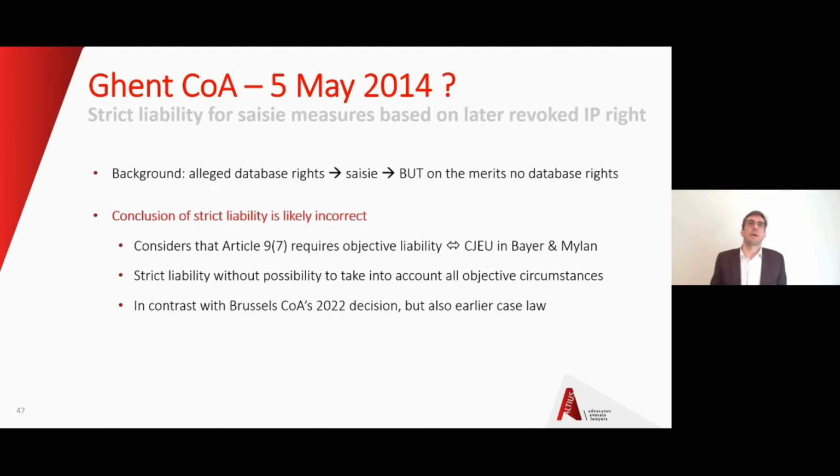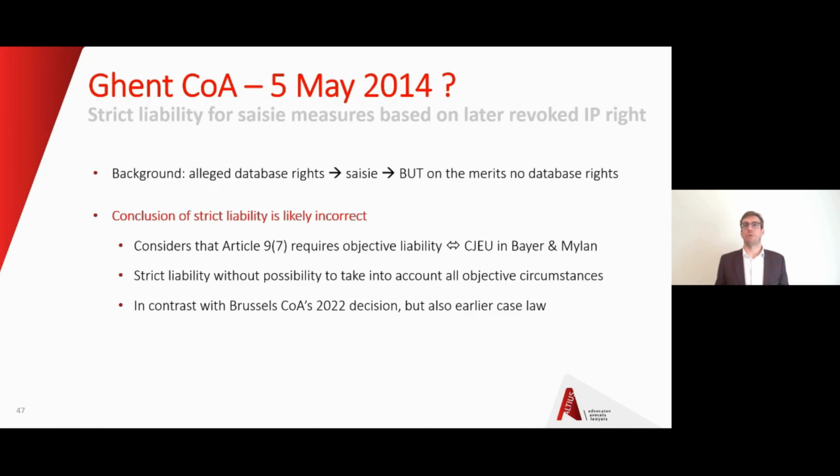I think, and that's my opinion, which I think will be shared by others, but some will contradict, I'm sure, the conclusion of strict liability is, in my view, likely incorrect. Why? First of all, in this decision, the Ghent Court of Appeal argues that Article 9.7 and the implementing Belgian provision requires objective liability.